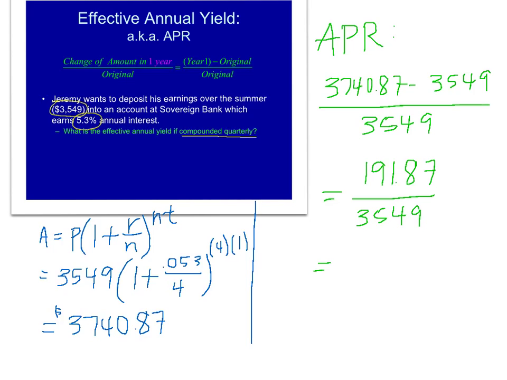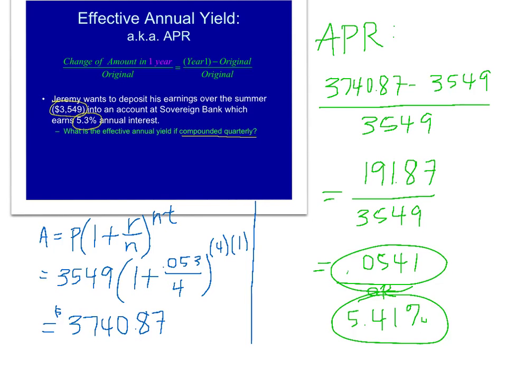When we divide that by the original, 3549, we end up with 0.0541. We can also write that as a percent, 5.41%. So that's your APR, 5.41%. You could leave it as 0.0541 if you wanted to. Just taking a quick look to compare that, that's a little bit bigger than our 5.3%, which is why the car companies will advertise that, because the interest rate looks a little bit higher. So the effective annual yield there is 5.41%, while our original interest rate in the bank was 5.3%.